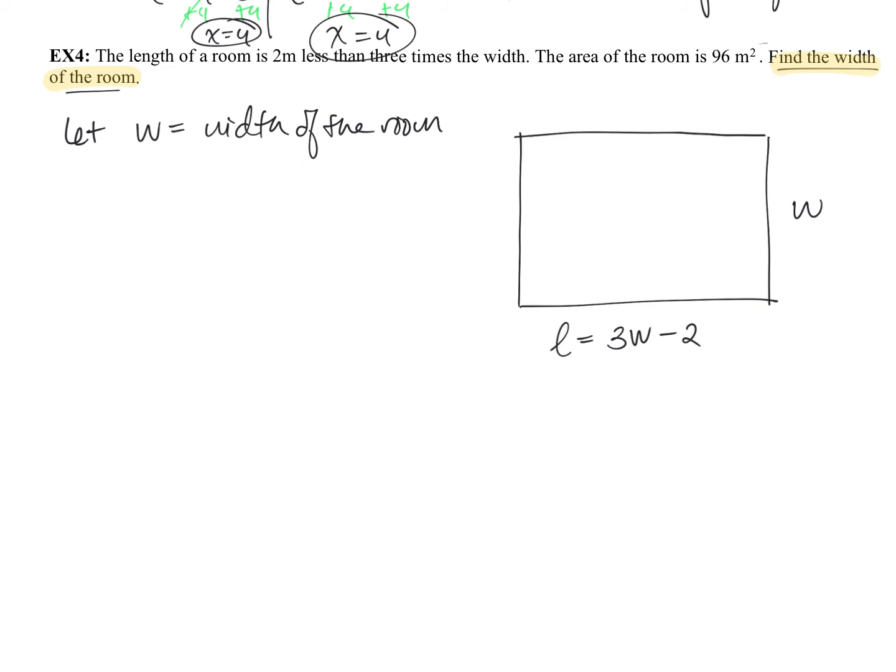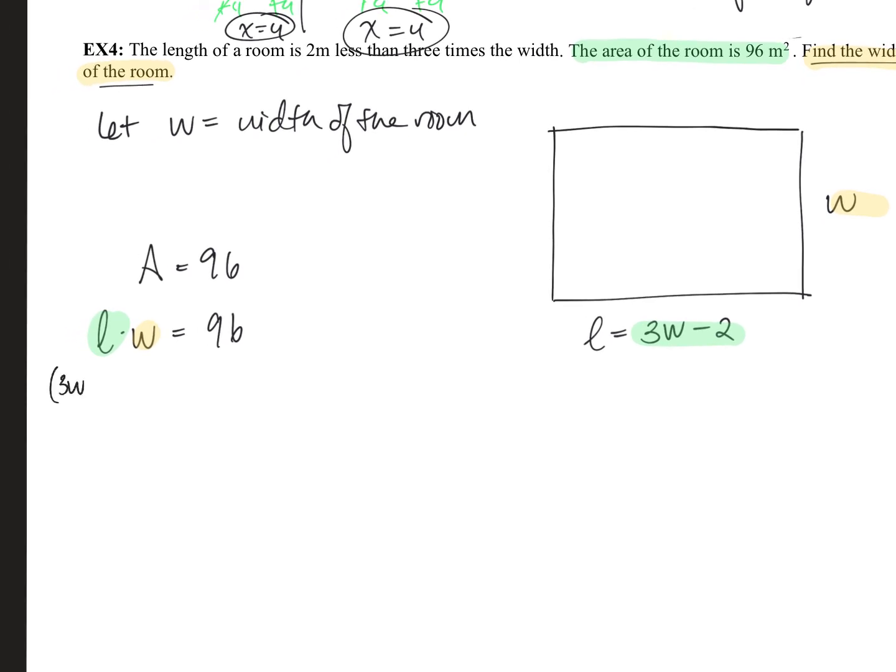Now we need to create the equation to solve. What information do I have that I haven't used? Well, I'm told the area is 96 meters. So I know that area is 96. Well, how do we find the area of a rectangle? The area is just length times width, right? So we know that the length times width must equal 96. And we have the length and we have the width. So let's go ahead and plug this in. So we know that 3W minus 2 times W should equal 96.